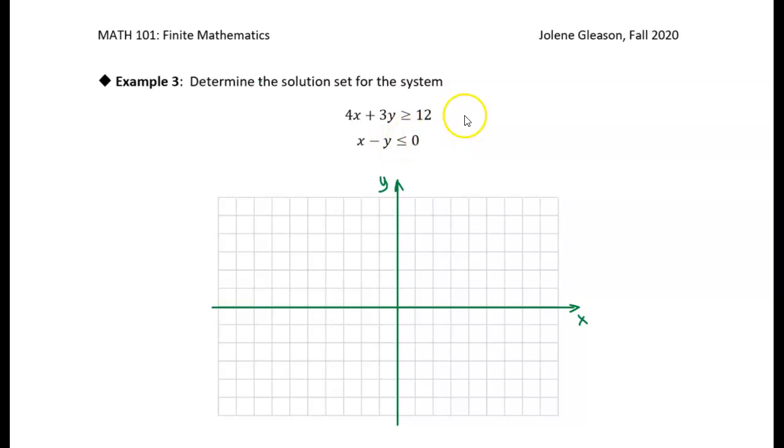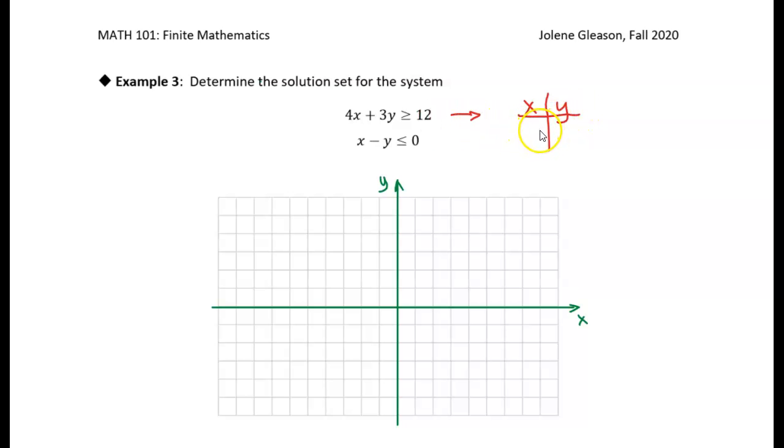So if I take a look at this first inequality, I just want to graph the line 4x plus 3y equals 12, because I know that that's going to divide the Cartesian coordinate plane into two parts. And on one side, I'll have points that make this true, and on the other side, I'll have points that make this false. But I just want to start by graphing the line. All right, so I'm just going to find a couple of points, because I know this is a linear inequality.